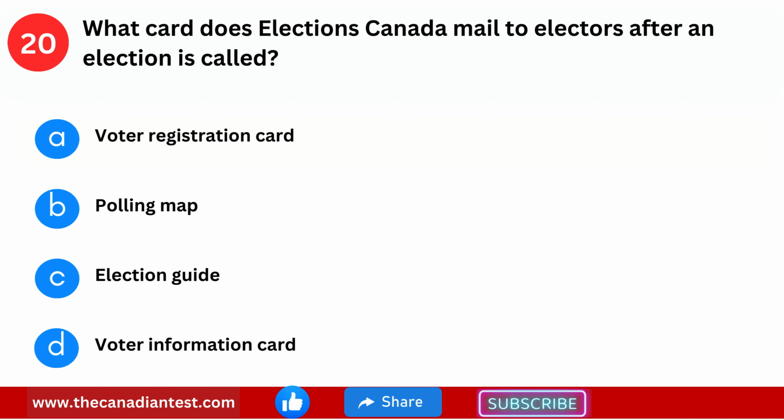What card does Elections Canada mail to electors after an election is called? Option A, voter registration card. Option B, polling map. Option C, election guide. Option D, voter information card.